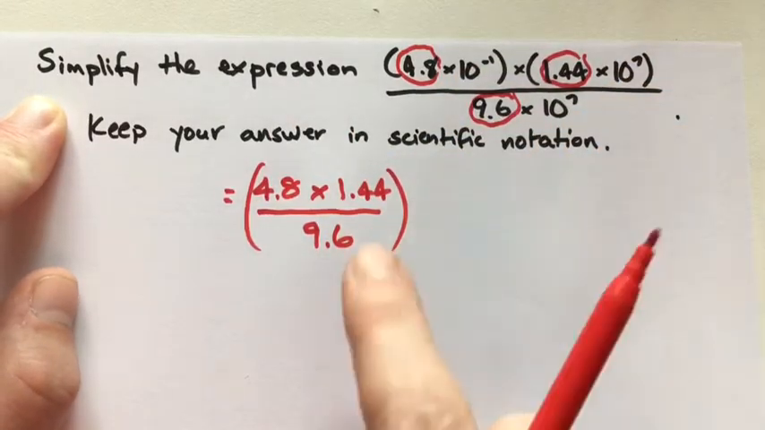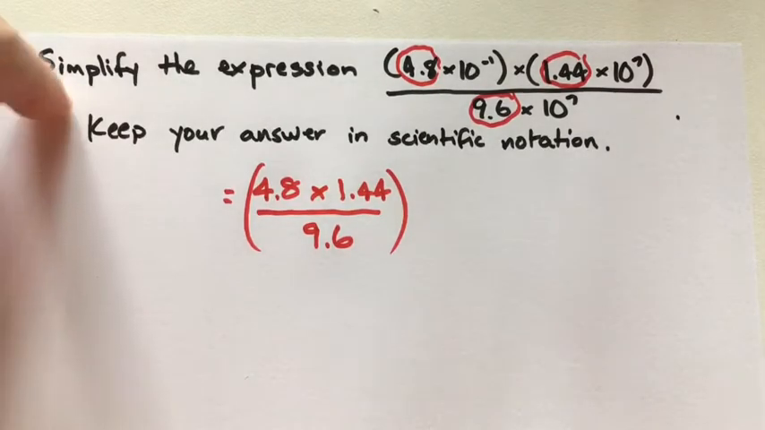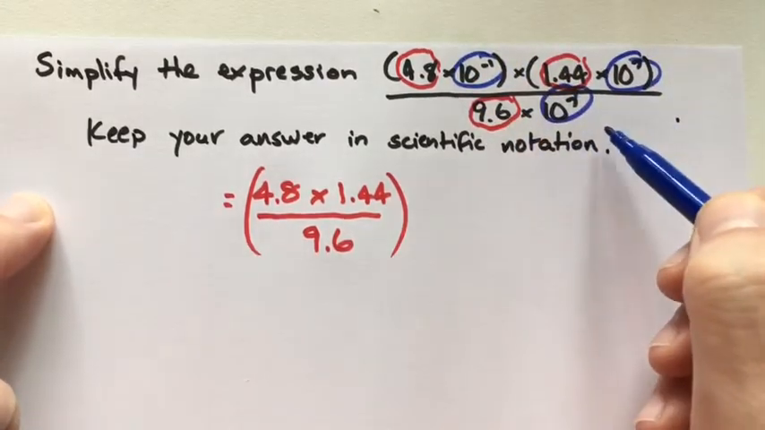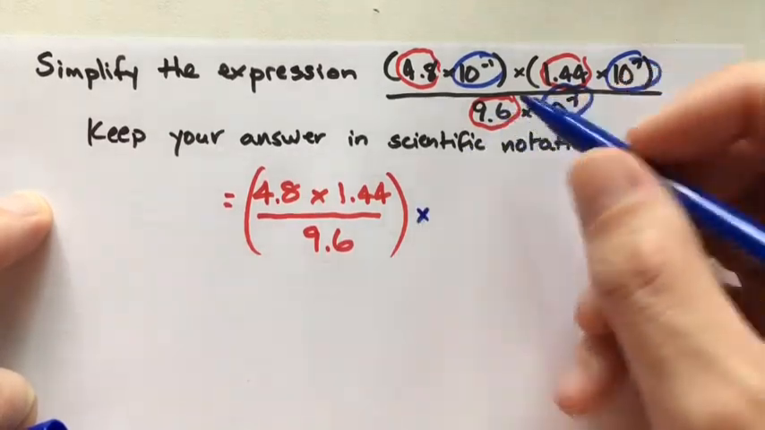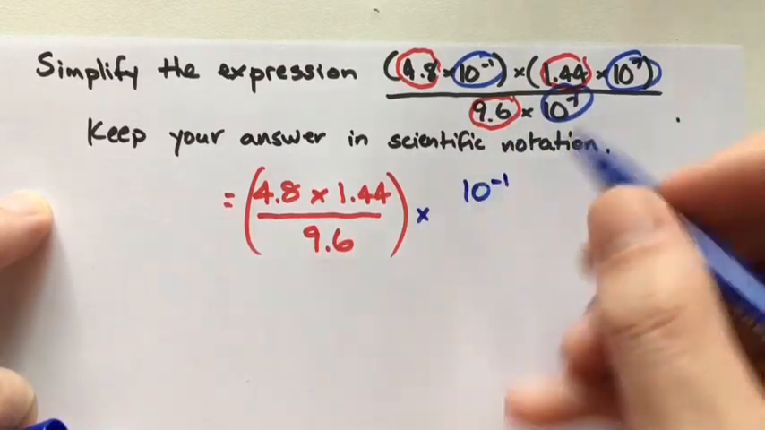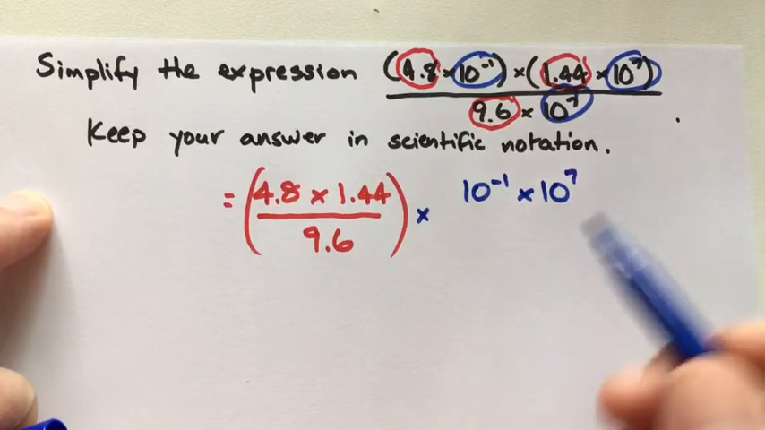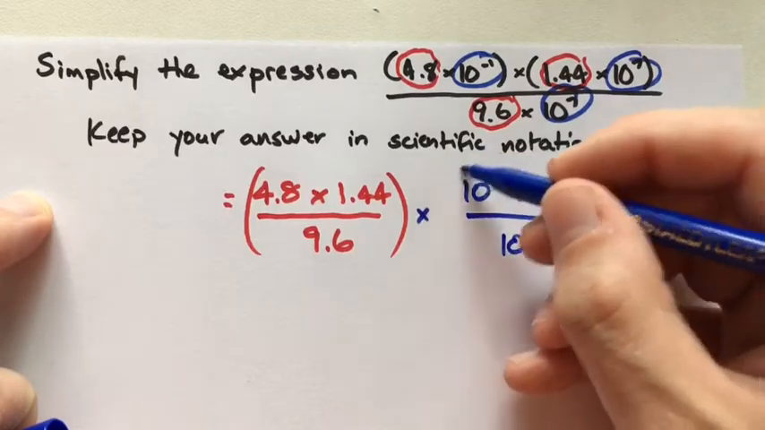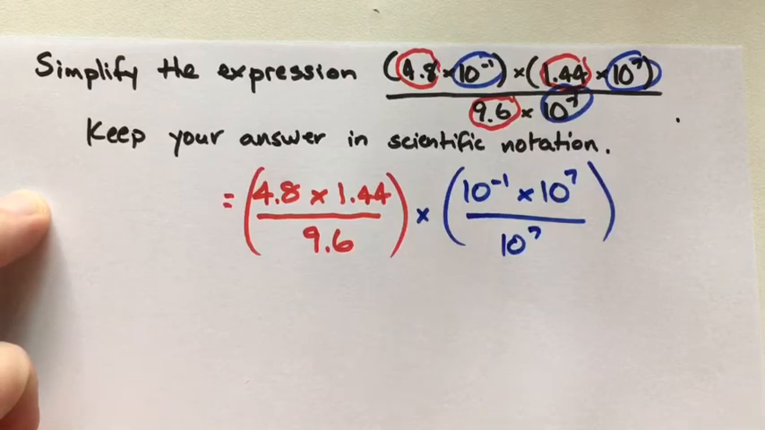Okay? Now, since we did this with our full numbers, we can do the same thing with our exponent numbers. We have a base of 10 for each of them, so we can just multiply and divide everything together. So we have 10 to the power of negative 1 times 10 to the power of 7, and this is going to be divided by 10 to the power of 7. So we can just multiply these out.